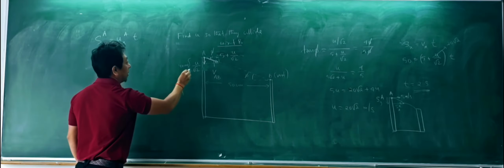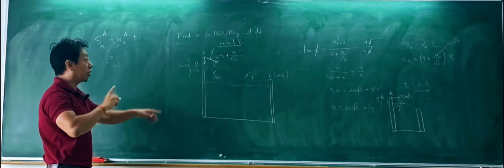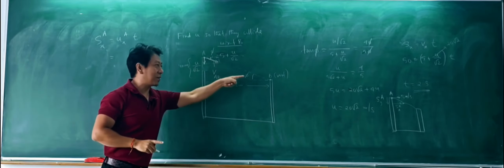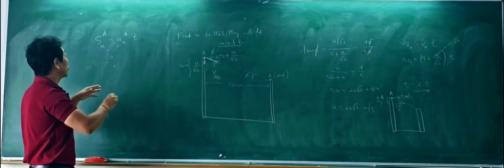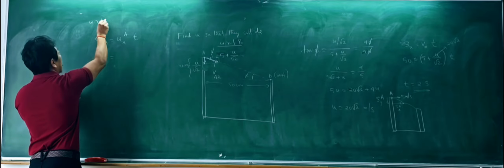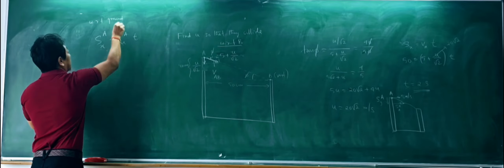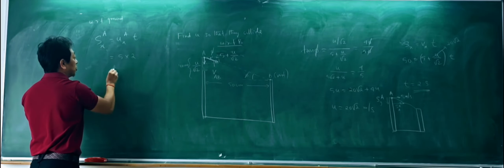What is ux of A? Not this one. This is ux of A with respect to B. Now we have to come and do the problem from the ground frame. 5. After what time does it collide? 2. So 10 meters.